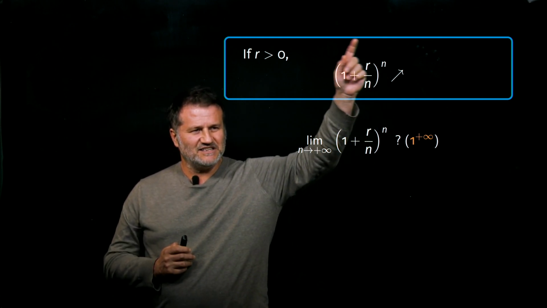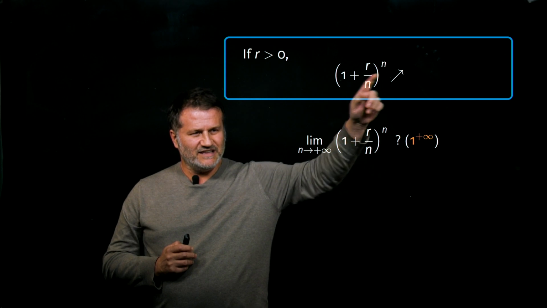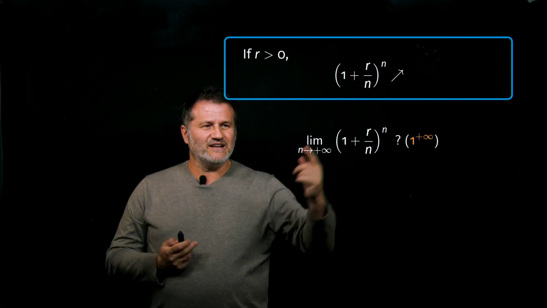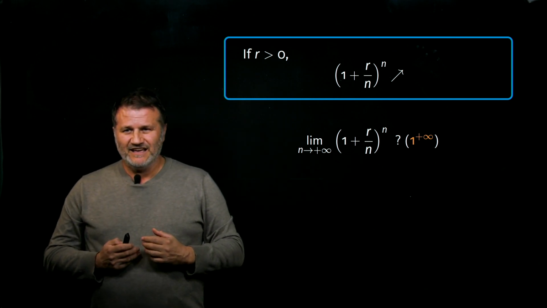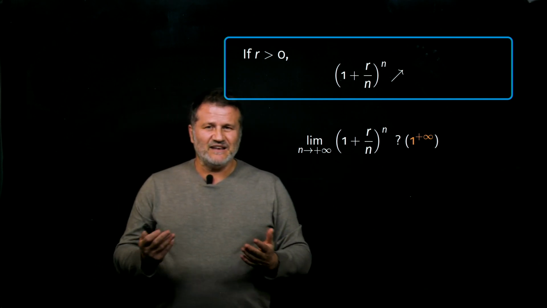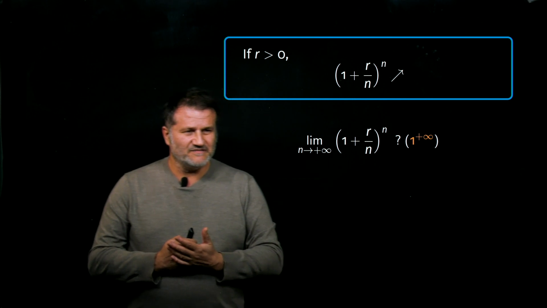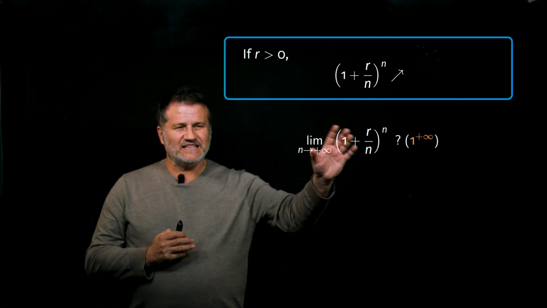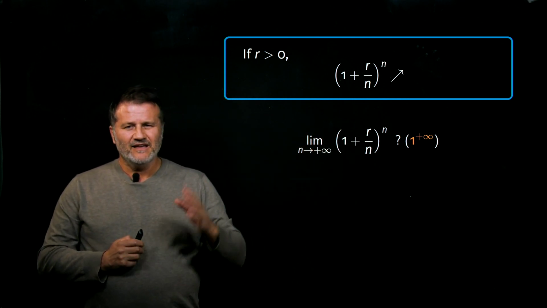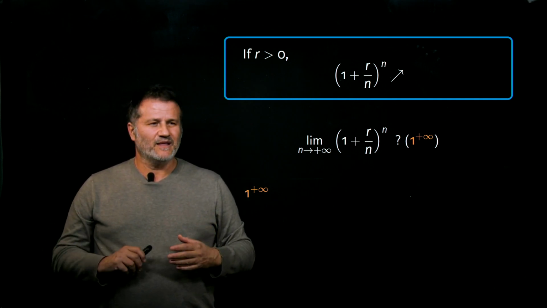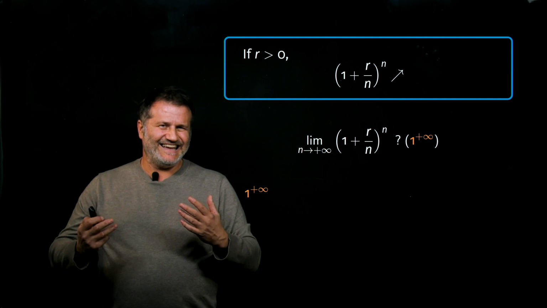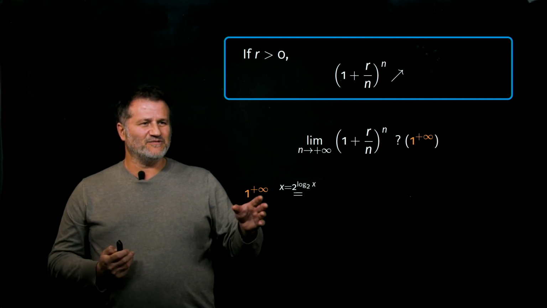Indeed, this sequence is increasing, so all the elements are bigger than the first one for n equal 1, which is 1 plus r. And 1 plus r is greater than 1 because r is positive. So clearly that limit cannot be 1. In fact, 1 to plus infinity is an indeterminate form. And we can see this with an informal argument as follows.